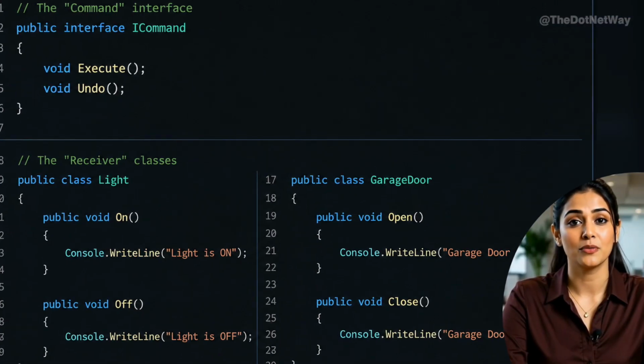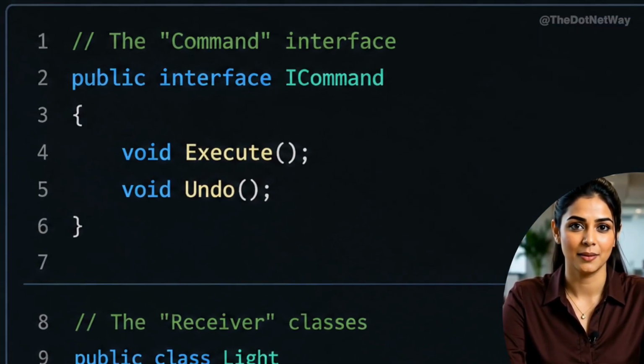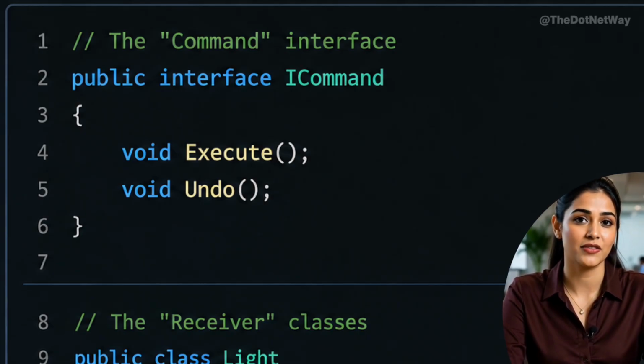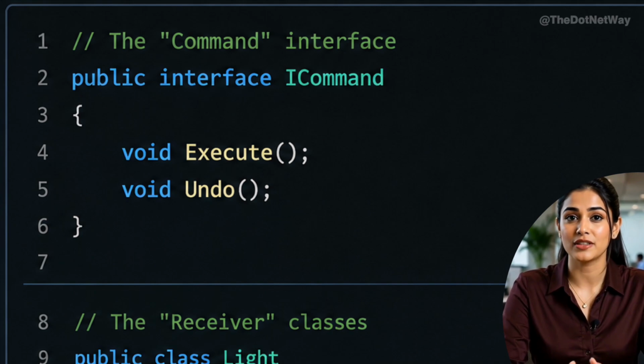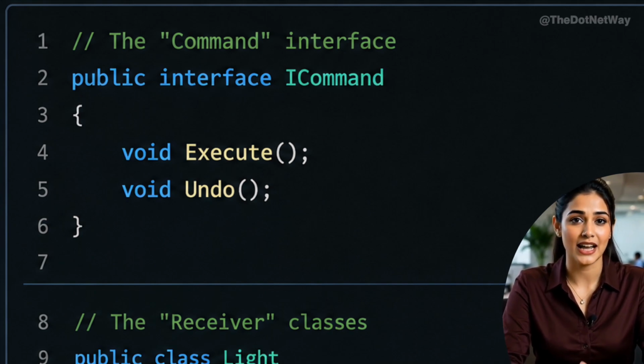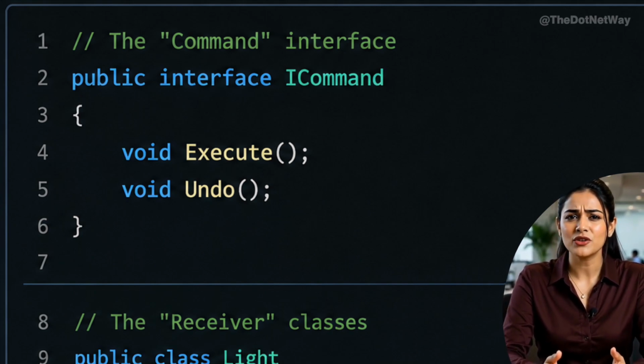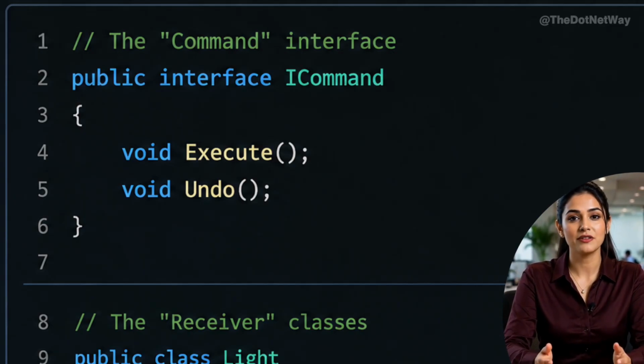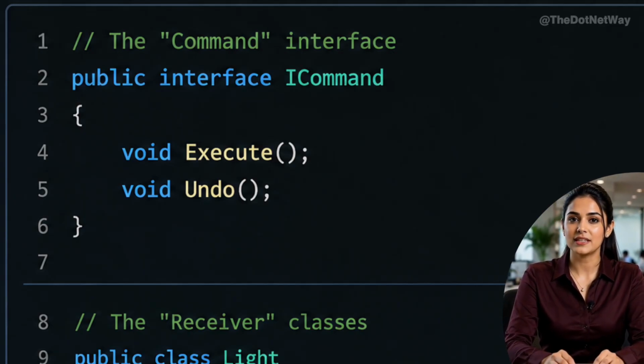In C#, we achieve exactly the same idea by defining a common interface called ICommand. Every command in our application must implement this interface. The execute method tells the command to perform its assigned action. The undo method reverses that action whenever it's possible, allowing features like undo and redo to be implemented consistently.